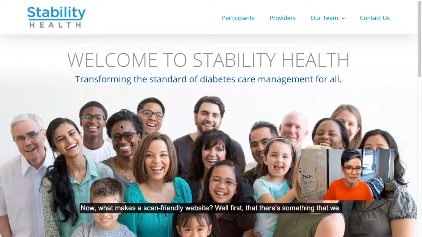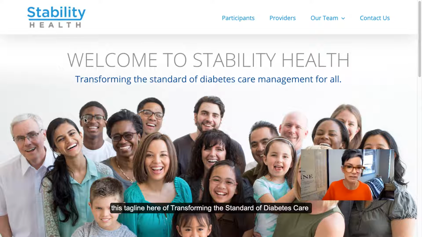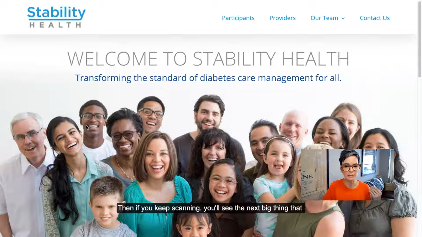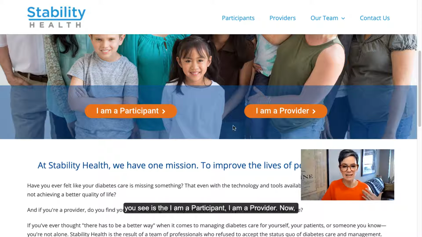Now, what makes a scan-friendly website? Well, first, that there's something that we clearly are supposed to read when we get to the page. And in this case, that's the headline of Welcome to Stability Health. And then they've got this tagline here of transforming the standard of diabetes care management for all. So welcoming image, something that we're supposed to read. And then if you keep scanning, you'll see the next big thing that you see is the I am a participant, I am a provider.